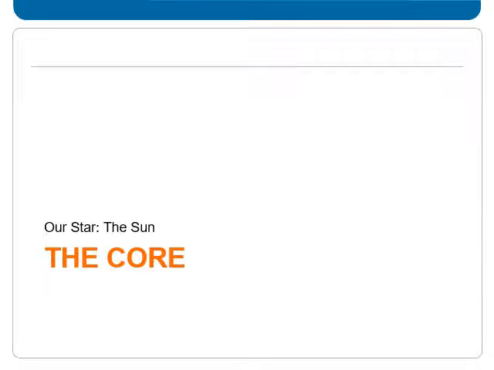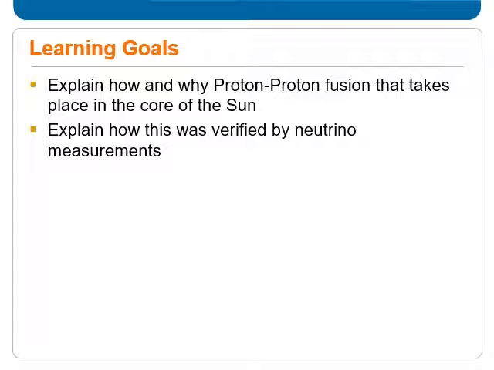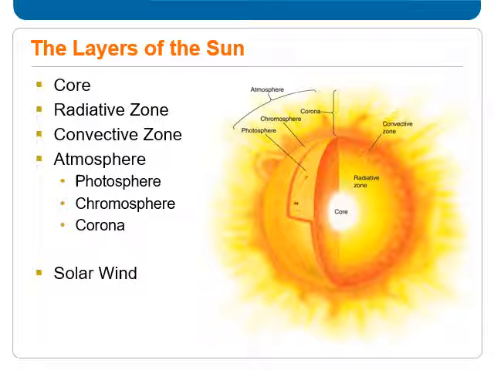This lecture is about the processes in the core of the Sun. The learning goals are to be able to explain how and why proton-proton fusion takes place in the core of the Sun, and that this was verified by neutrino measurements. The core is the innermost layer of the Sun.